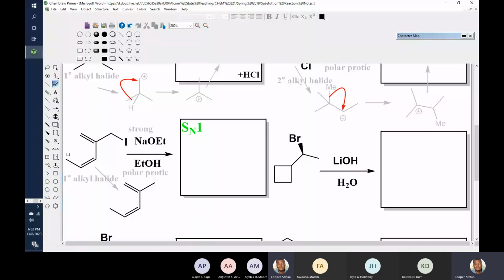This is probably your first tricky one here. Looks like there are two potential products. First of all, this could rearrange itself. Can you guys tell me how? It could rearrange by resonance. Yeah, that's right. The only thing that's nearby is that pi bond there.